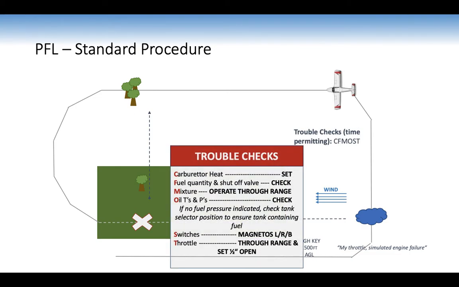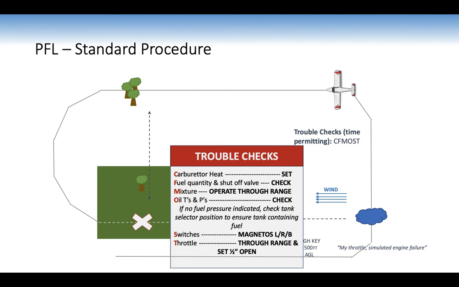So we're going to do our troubleshoot checks, CFMOST checks. Carburetor heat set, maybe the linkage is a bogey. Fuel quantity and shut-off valve check. Have you got sufficient fuel? Have you accidentally shut the fuel valve off? Mixture, operate through the range. Remember, these are touch checks only. Is there a ratio that will get the engine restarted? Oil temperatures and pressures check.